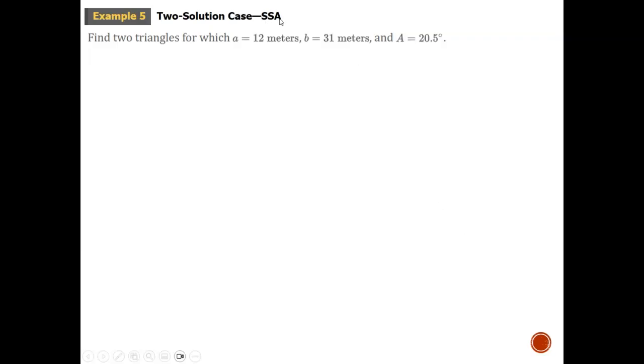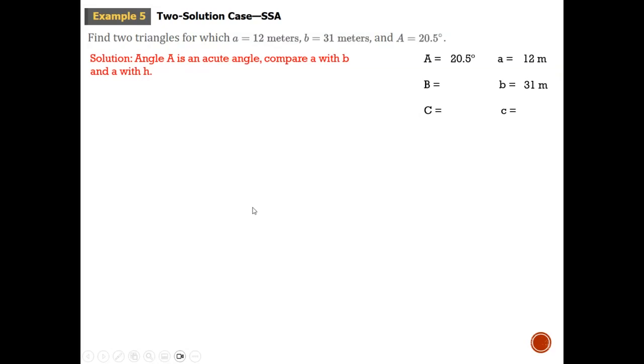Okay, another case, the angle and two sides. Let's see what we have here. We're going to find two triangles when little a is 12, little b is 31, and angle A is 20.5. So let me plug those in. And again, you see it's the same case. We have the angle measure and the two sides next to it.